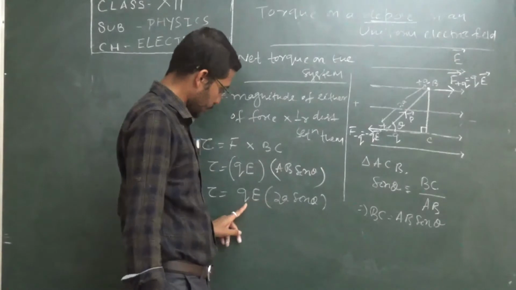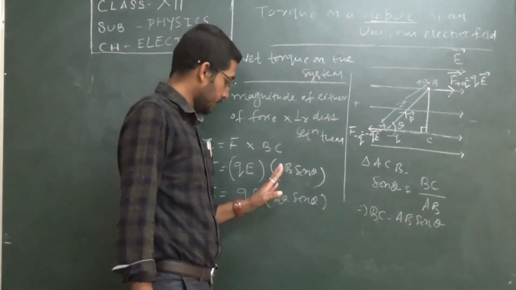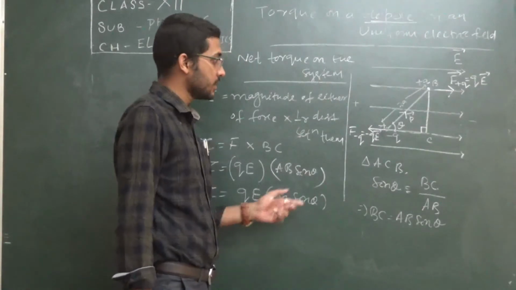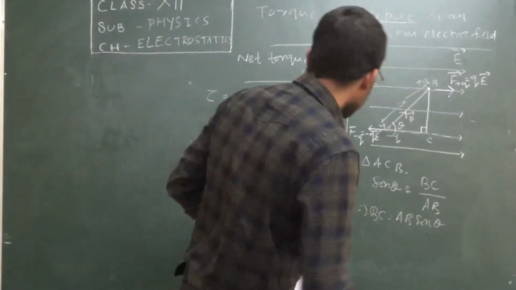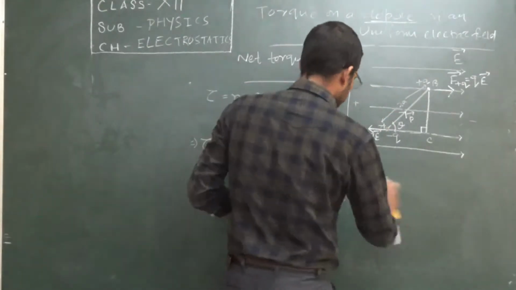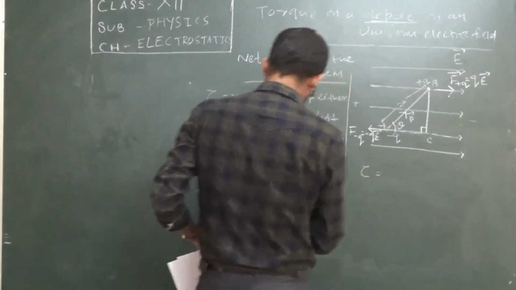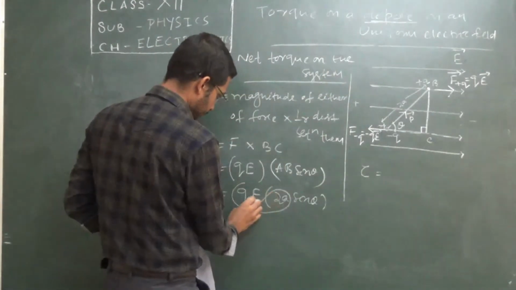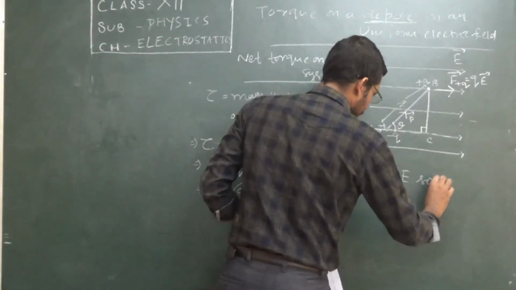Here Q times 2A gives you the electric dipole moment, which is represented by P. So easily we can write torque equals, this Q and 2A give you P, it will be P E sin theta.